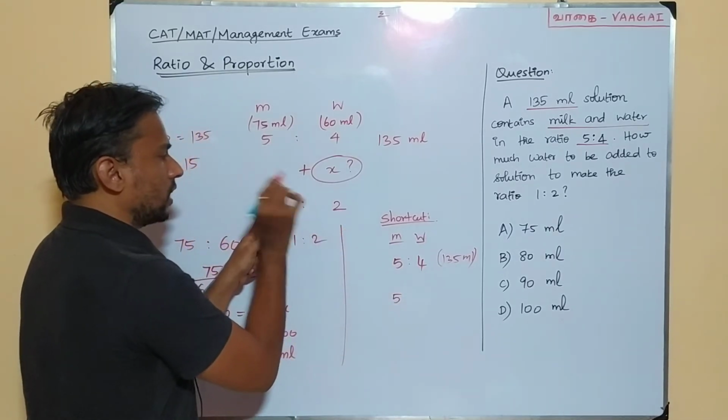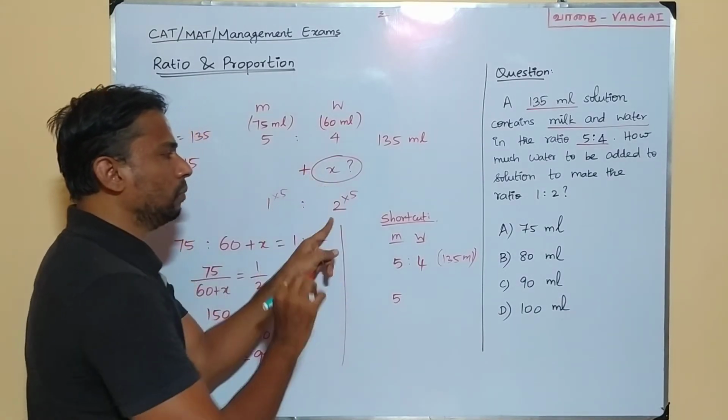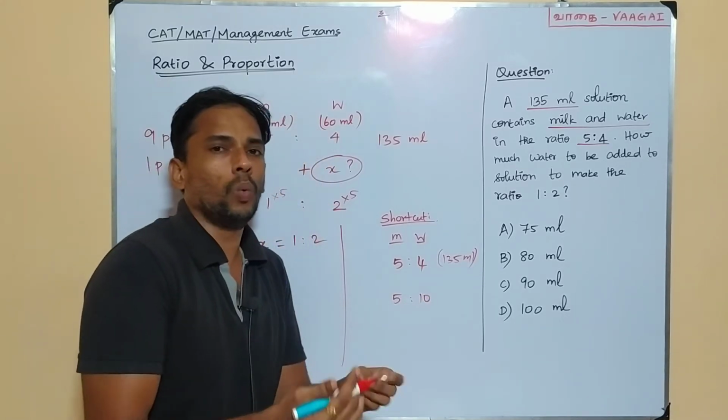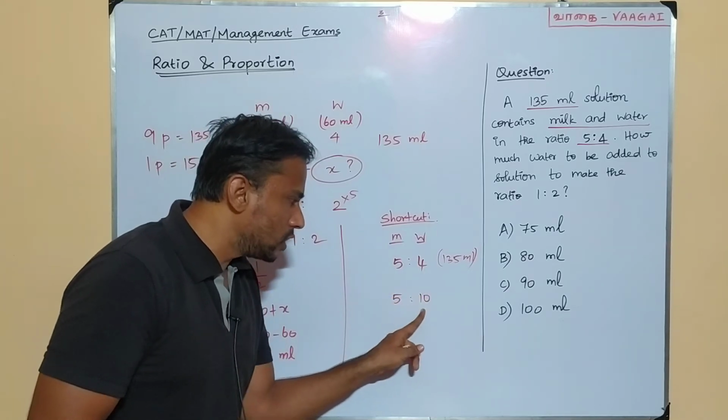So for convenience, I'll just write it: 1 into 5 is 5. So here also, this 2 parts will also become 2 fives, which is 10. That is, the new ratio of milk to water is going to be 5 is to 10. The original ratio was 5 is to 4. Now the new ratio is 5 is to 10.